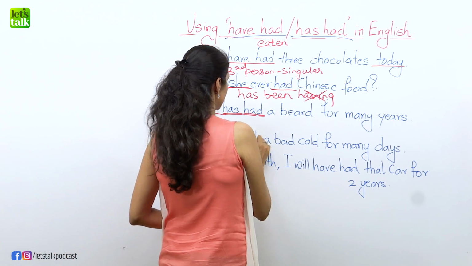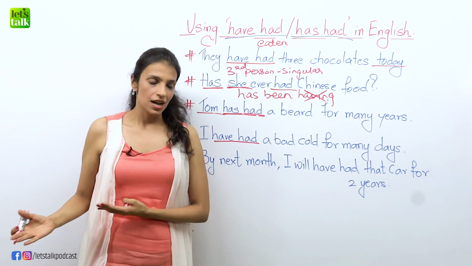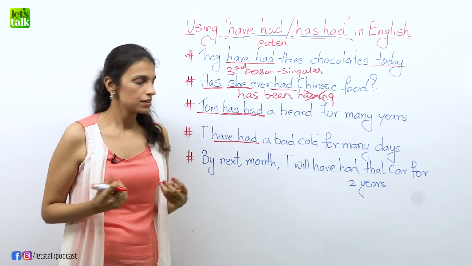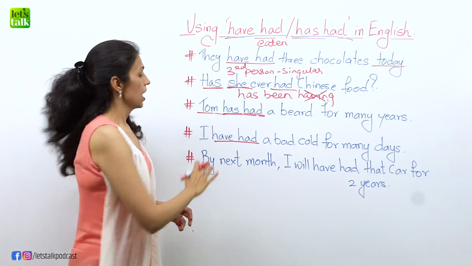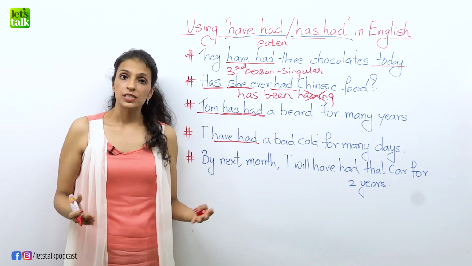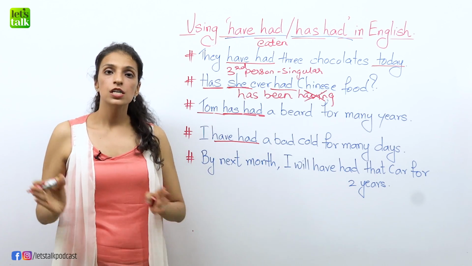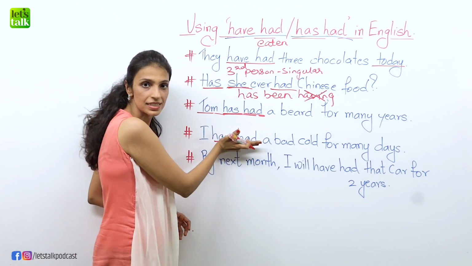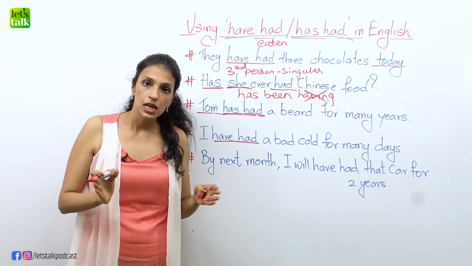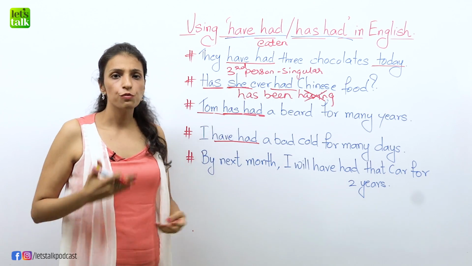I have had a bad cold for many days. Now imagine last week I had a cold and it's still there. I feel suffocated, I feel sick. Okay, so I'm going to tell you I've had a bad cold. Well, again, ideally I should be saying I have been having, but have does not go in the ing. So I put it in the present perfect tense like this to show that the action has been happening over a period of time, maybe few days, few years, few months or few weeks.